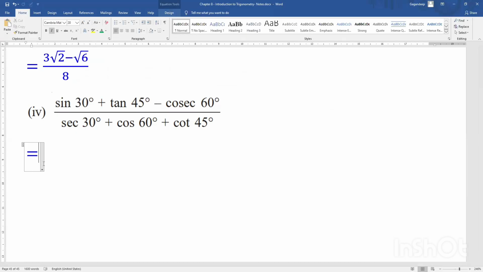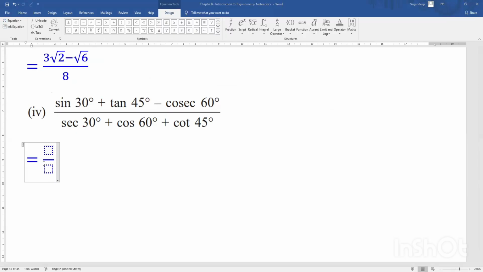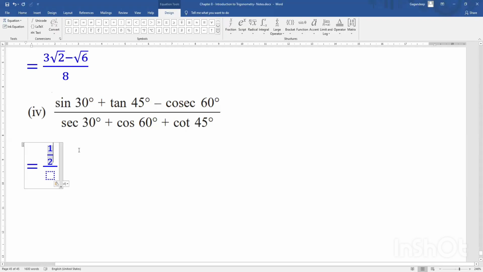Now in the numerator we have sine 30, correct? Sine 30 value is half. So I'm writing half here, plus tan 45. Tan 45 is 1. Then we have minus cosecant 60. Cosecant is the reciprocal of sine. Sine 60 is root 3 by 2, so cosecant 60 will be 2 by root 3. So I put a minus sign here, and then I write 2 by root 3.